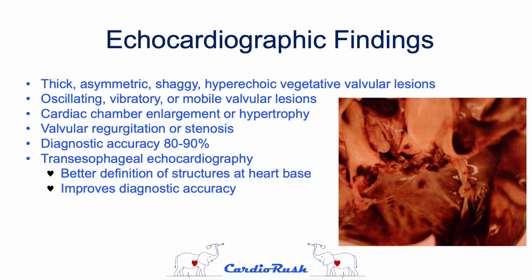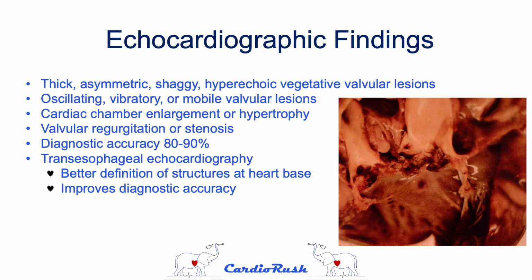Echocardiography is very valuable in establishing a diagnosis of bacterial endocarditis. We can see thick, asymmetric, shaggy, hyperechoic, or bright vegetative lesions on the valves. These lesions often oscillate, are vibratory, or mobile during the cardiac cycle. Cardiac chamber enlargement or hypertrophy may also be noted with valvular regurgitation or stenosis. Echocardiography is fairly accurate, identifying endocarditis when it's present with a purported accuracy of 80 to 90%.